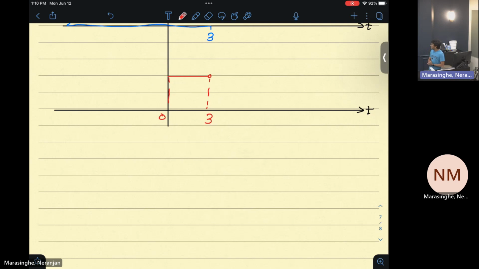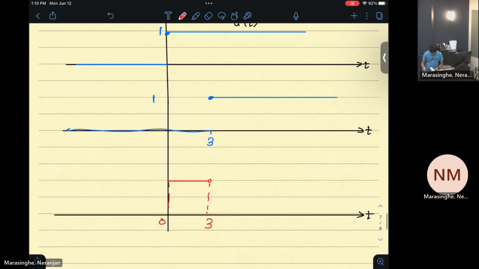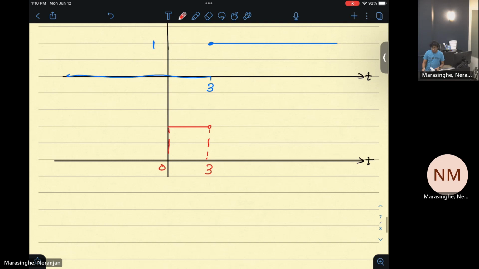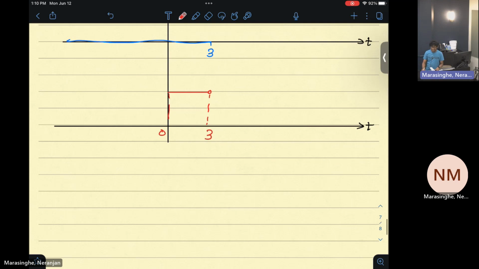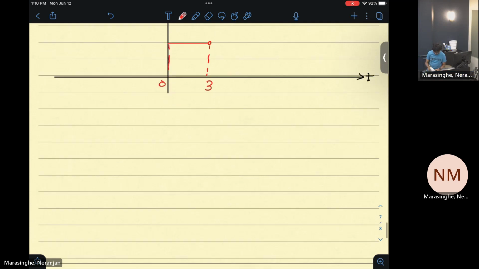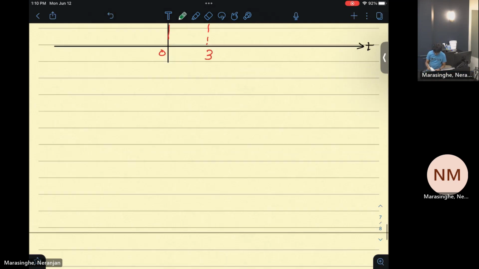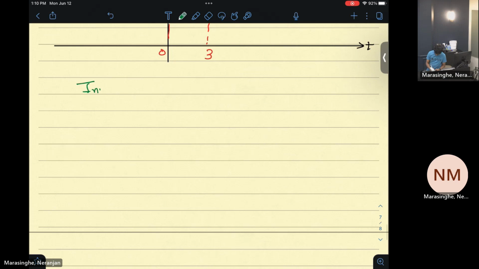Right. So, are there any questions before I move into the next idea? So I would introduce the inverse Laplace transform.